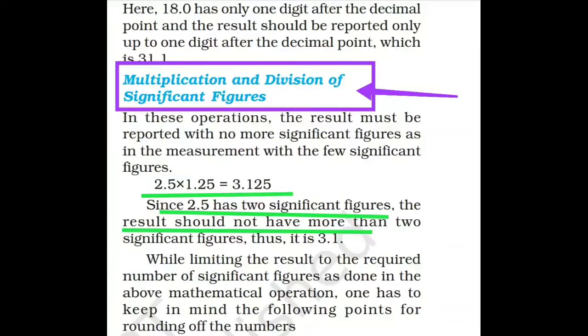Multiplication and division of significant figures. Here 2.5 is multiplied by 1.25, which gives us the answer 3.125. Since 2.5 has only two significant figures, the result should not have more than two significant figures. So our answer is going to become 3.1 instead of 3.125.